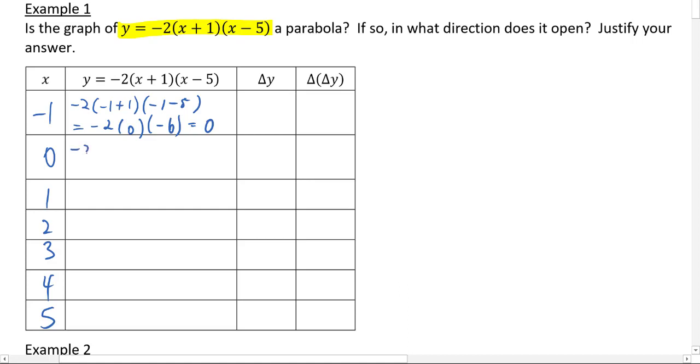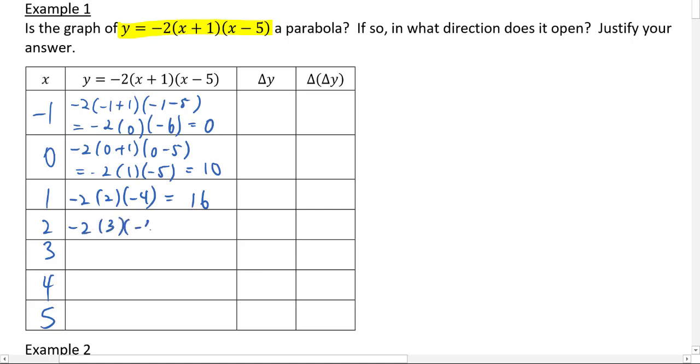Next, we'll put in 0, so we get negative 2 times (0 plus 1) times (0 minus 5), which is negative 2 times 1 times negative 5, which equals 10. Next one, we get negative 2 times 2 times negative 4, which is going to give us 16. And then we have negative 2 times 3 times negative 3, which is going to give us 18. And then you can try the rest, and you get 16, 10, and 0.